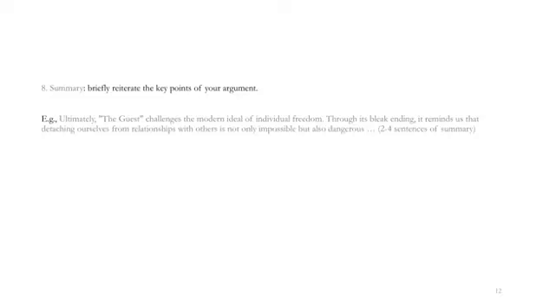Now you move on to your conclusion. And the summary is just, you briefly reiterate the main points of your argument. In high school, this would be your whole conclusion. And it's usually 2 to 4 sentences in length. So you're just summing up your main points. But we add a couple other components.